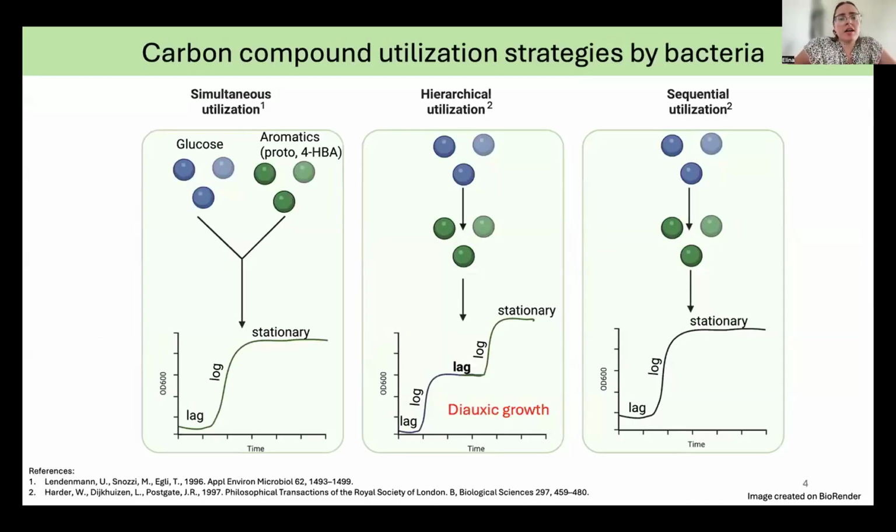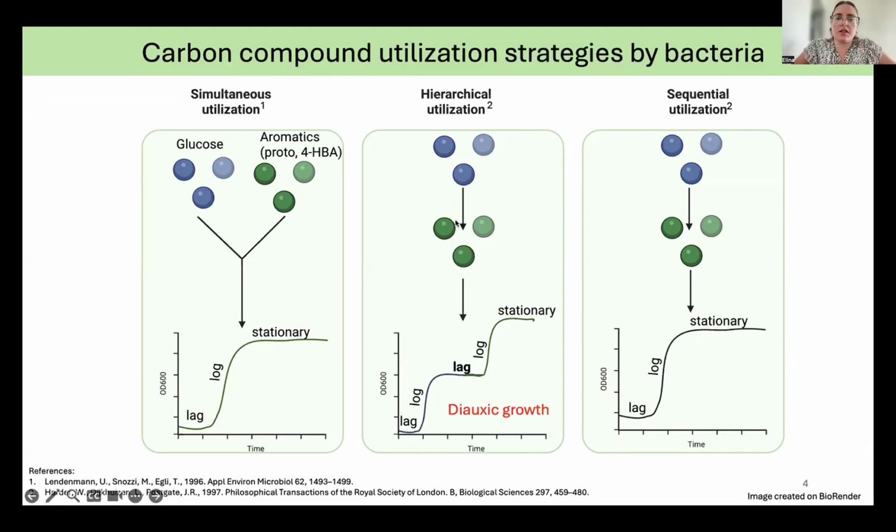So bacteria have evolved multiple strategies to optimize their carbon utilization. In the first scenario, you have simultaneous utilization, in which case compounds like glucose and aromatics are utilized at the same time because the metabolic pathways that are present are both active. And this leads to a steady growth curve.